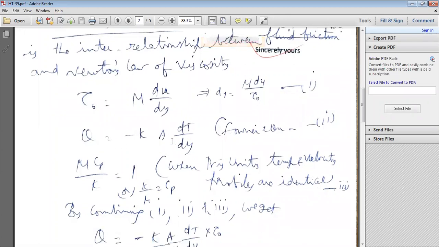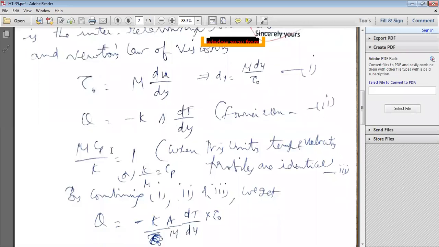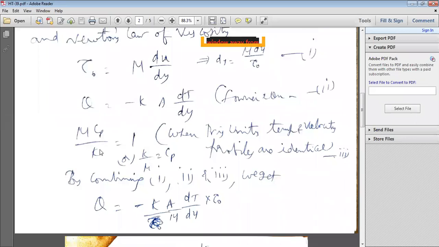Next, equation number 2, Fourier's law of heat conduction: Q is equal to minus K A dT by dy. Q is the heat transfer rate, K thermal conductivity of the material, A normal area, dT difference of temperature, dy thickness of the material. And equation number 3, mu Cp by K is equal to 1, from convection heat transfer. The Prandtl number can be calculated using the formula mu Cp by K.